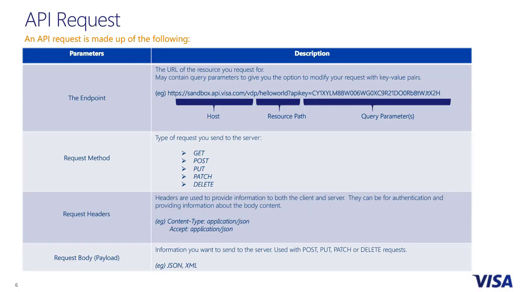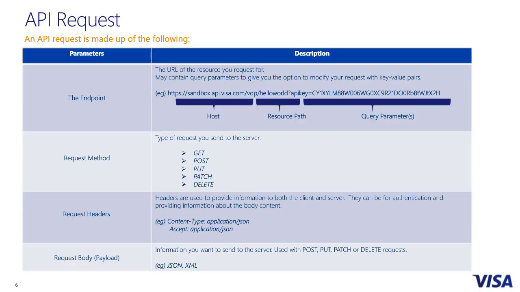So as you can see in the slide, the API request is basically made up of the following parameters. So we have the endpoint. The endpoint is your actual resource URL. And if you see the example we have given you, it's https://sandbox.api.visa.com/vdp/helloworld. So this is typically your endpoint. Here sandbox.api.visa.com is your host. Now host can vary depending on the environment where you're trying to make your API call.